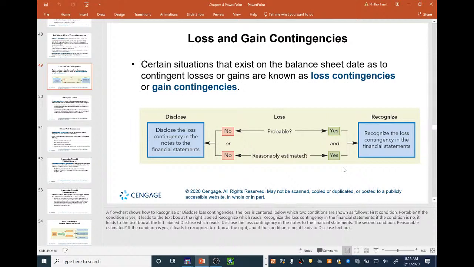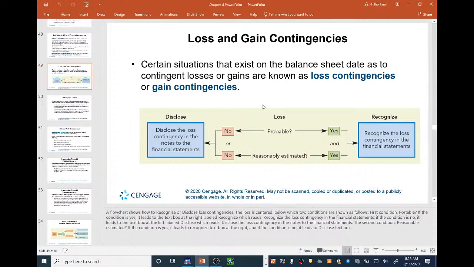So if it's probable, meaning there's a pretty high likelihood that it's going to occur, right? I want to say I think it's like a 70% chance is the actual threshold. 70, 75, maybe somewhere around there. I'm not totally sure right off the bat. So that's probable. If it's probable and estimable, meaning we can estimate what the loss is going to be, then we have to accrue it as an expense and set up a liability within the financial statements and then disclose it in the notes, okay? If it's probable and not estimable, then we just disclose it in the notes, right?